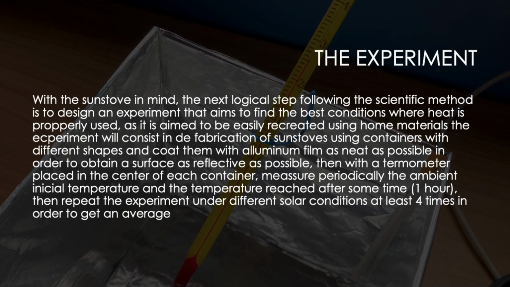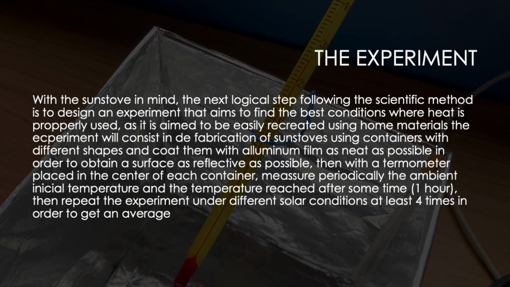With the previous points established, the next step is to design an experiment to improve the optimization of heat. For this, we use the sun stove as a base and design an experiment that aims to find the best conditions where heat is properly used, as it is aimed to be easily recreated using home materials. The experiment will consist of the fabrication of sun stoves using containers with different shapes and coating them with aluminum film as neatly as possible in order to obtain a surface as reflective as possible.